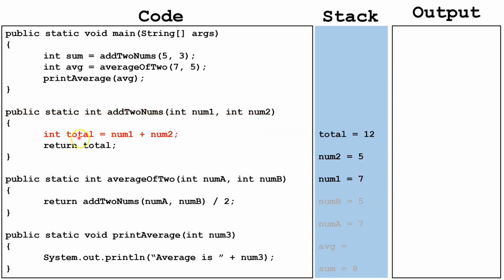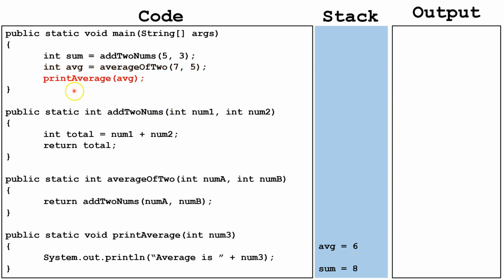Next, we create this local variable total, set it equal to num1 plus num2, 7 plus 5 equals 12. Then we return the data inside the variable total, and it goes here. Next, we have to do this division, 12 divided by 2, and that gives us the average, which is 6. Now we'll return that 6 to where it was called. Average will get set to equal 6, and it's placed right here on the stack.